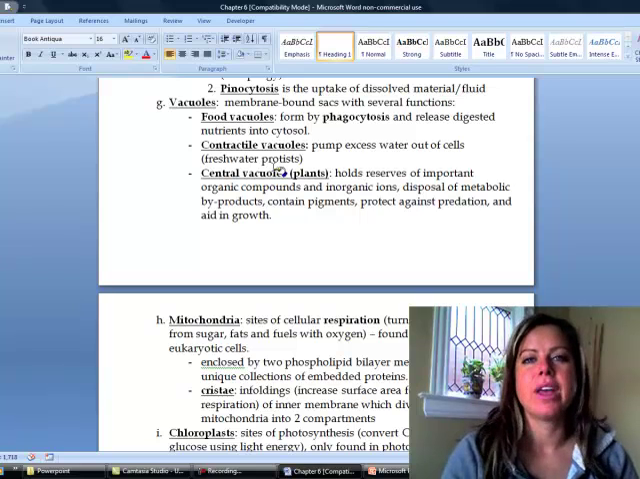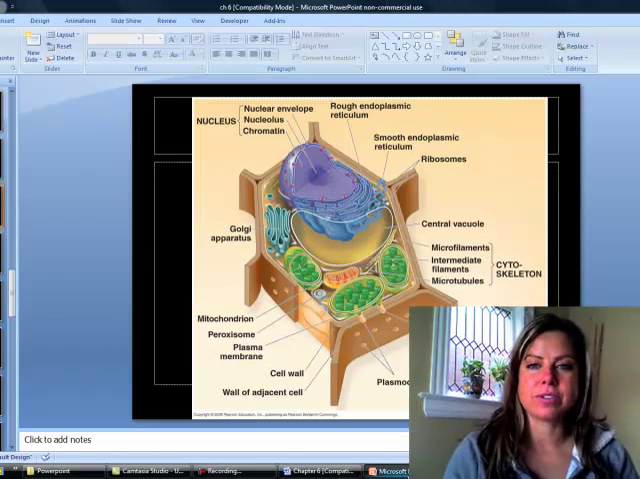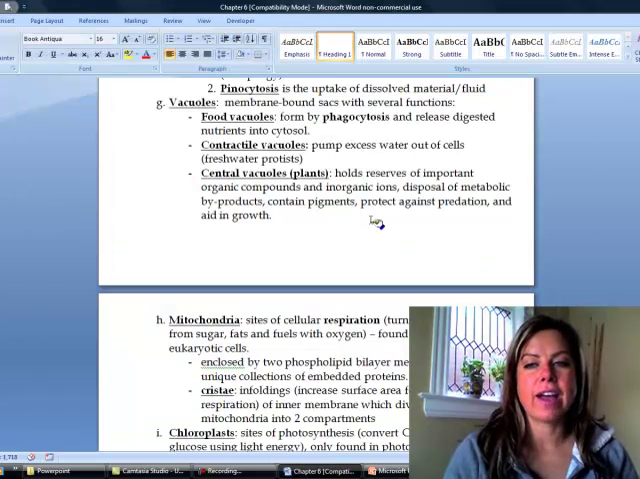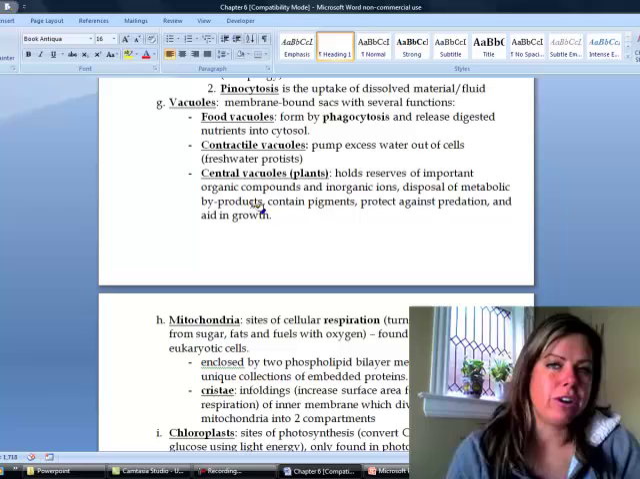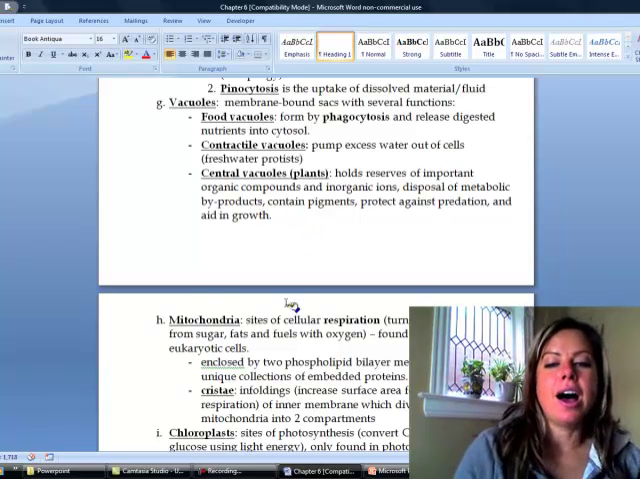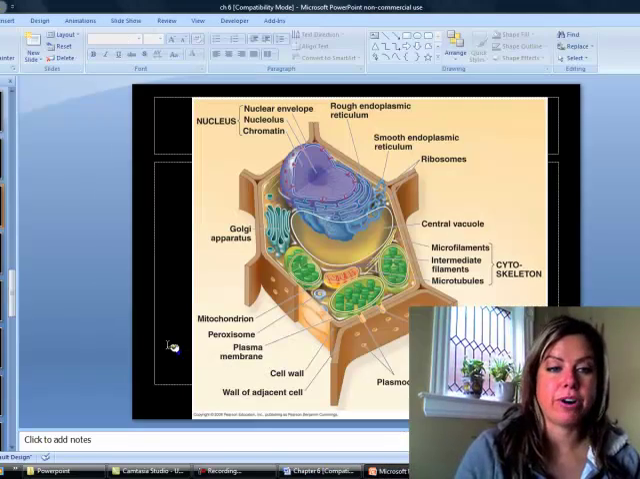So that's pretty cool. And then the central vacuole is what was in this picture here, and you can see that with this plant cell. A central vacuole is like a storage locker. It can do all sorts of different things. Okay, the next one is a really important one.